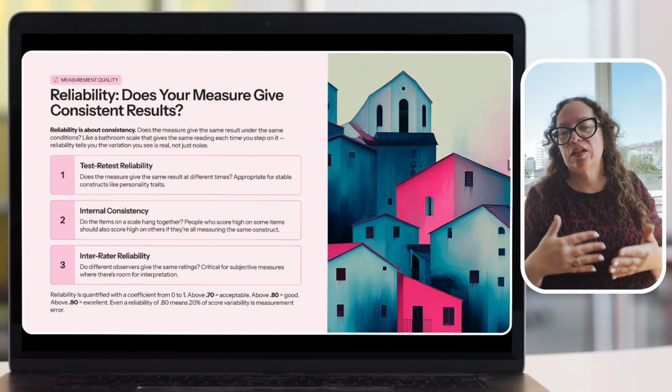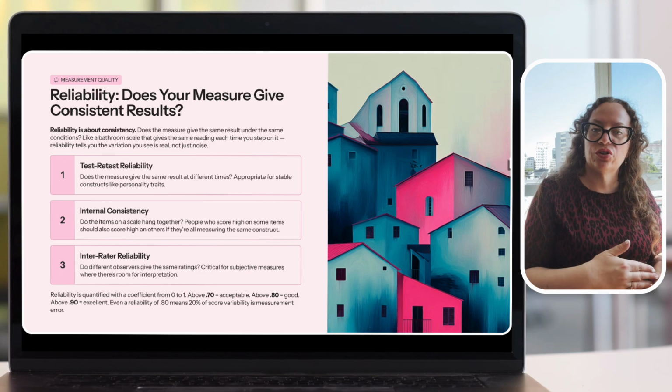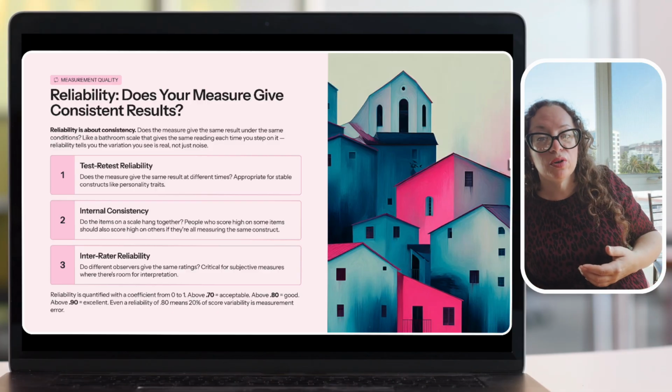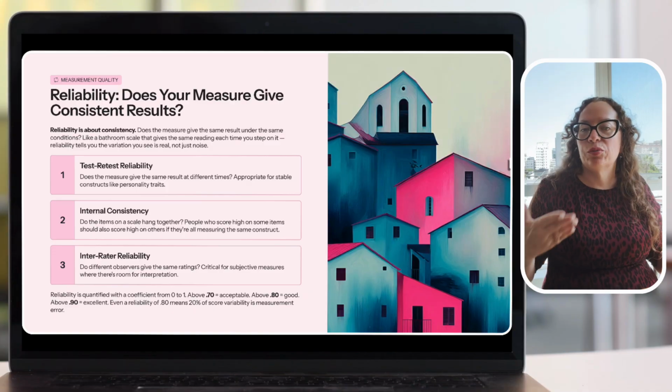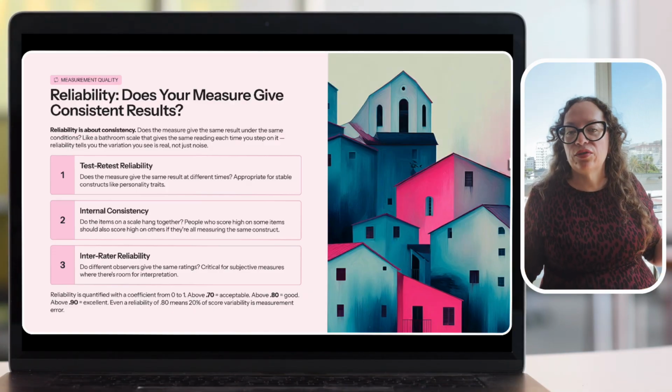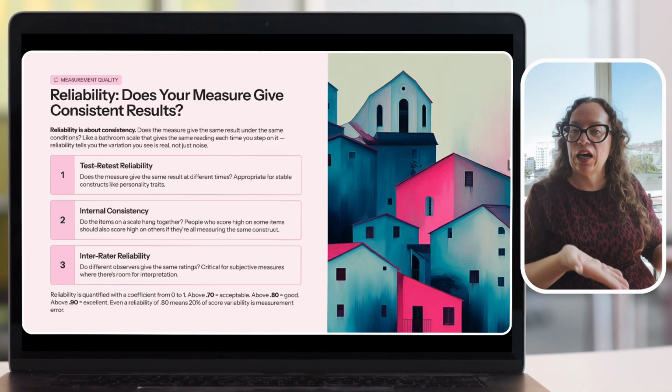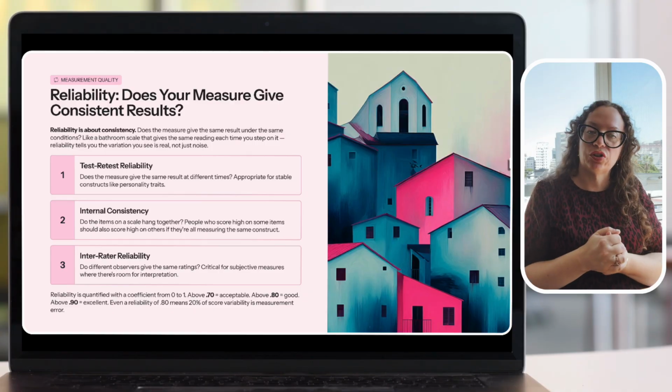So the same principle applies to psychological measures. If you give someone a depression questionnaire today and then give them the same questionnaire tomorrow, assuming their depression hasn't actually legitimately changed, you should get similar scores. If the scores are widely different, the measure is unreliable. It's picking up noise, not real depression.